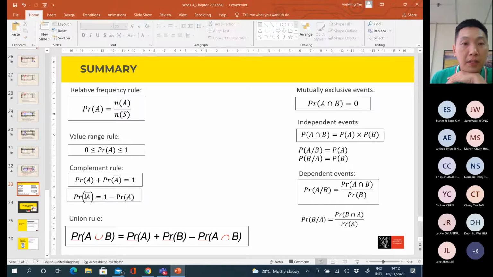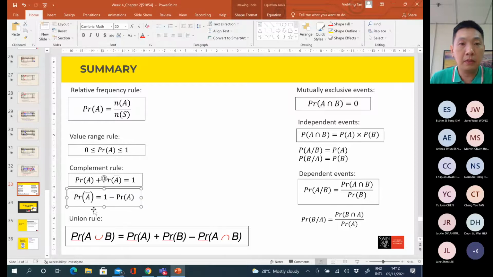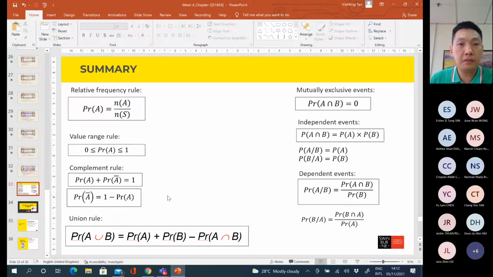So this formula, in fact, is derived from the complement rule formula. Can you understand this formula in order to get the probability of non-A? So far, so good. You just need to move this one, the P(A), to the right-hand side and it becomes minus.